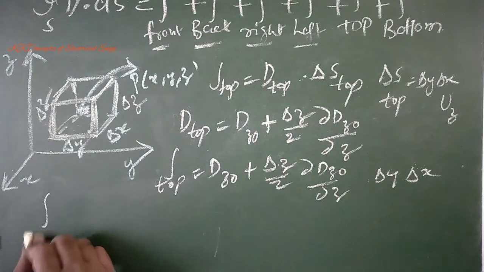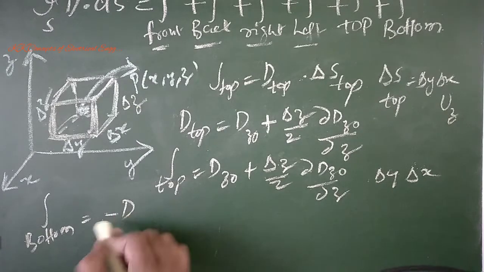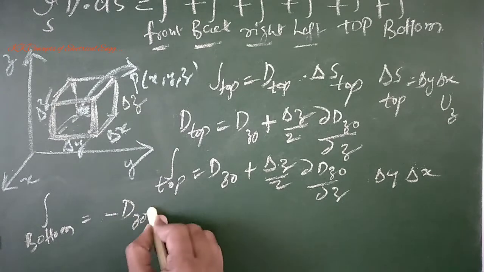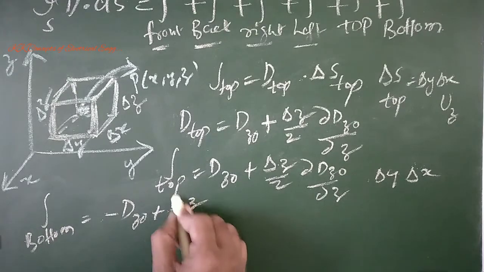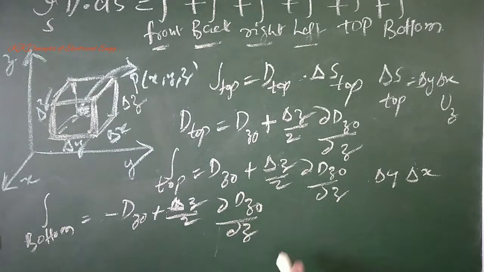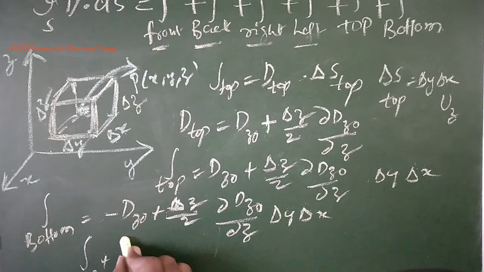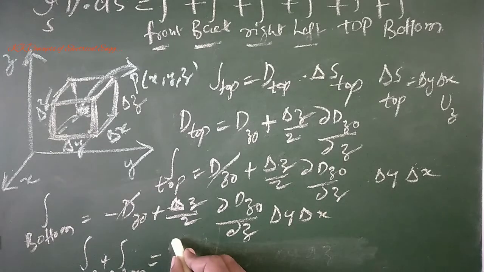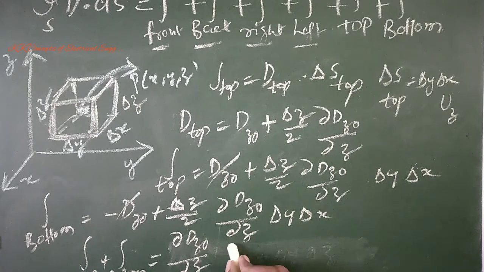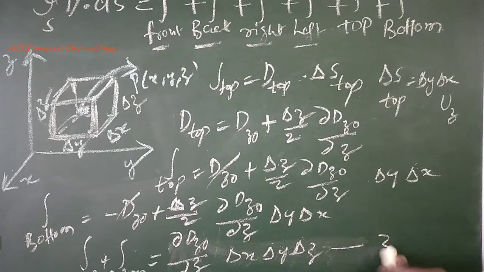Integral bottom is minus Dz naught plus delta z divided by 2 dou Dz naught divided by dou z delta y delta x. Integral top plus integral bottom equals dou Dz naught divided by dou z delta x delta y and delta z. Let this be equation number 3.